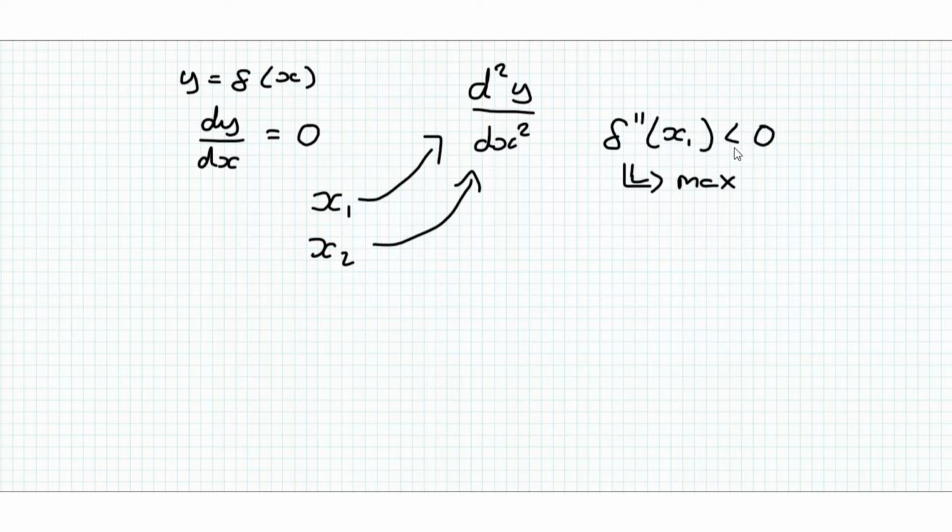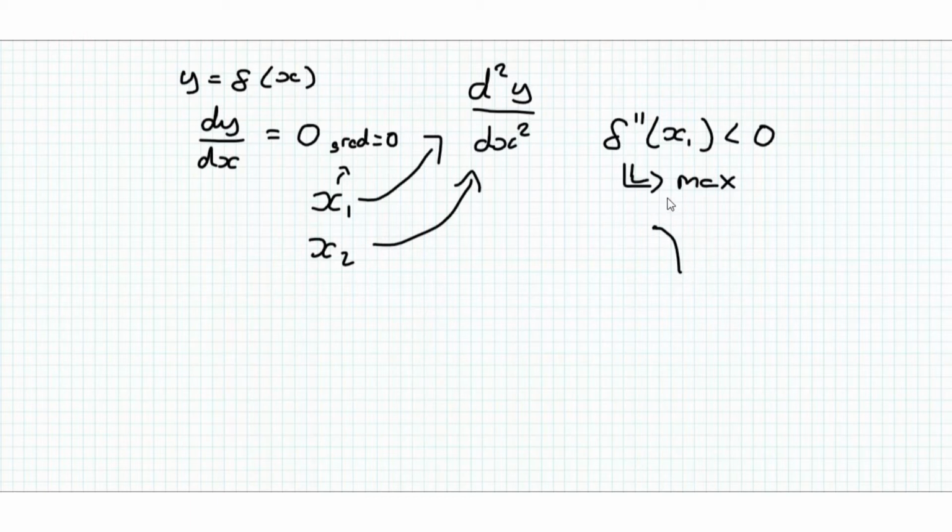But we know at this stationary point the gradient is equal to 0, because that's the definition of a stationary point. So if it's decreasing at this point and it's currently 0, then the only way for it to go is down, right? Which means that we must have a maximum point. So hopefully that makes sense.